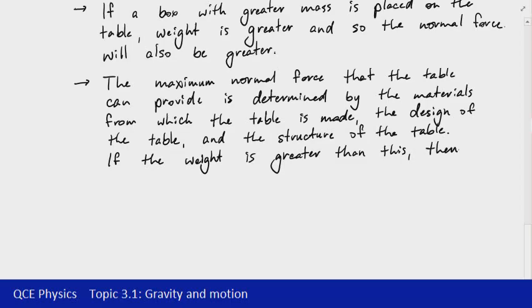So the normal force is provided by the table, and so the maximum amount of normal force that can be provided will determine the maximum weight that can be supported by the table. Hopefully that gives you a bit more of a sense of some of the ins and outs of normal forces. In the next video we're going to take that a little bit further and look at situations where the surface is no longer horizontal, so we'll start to develop the idea of inclined planes in more detail.